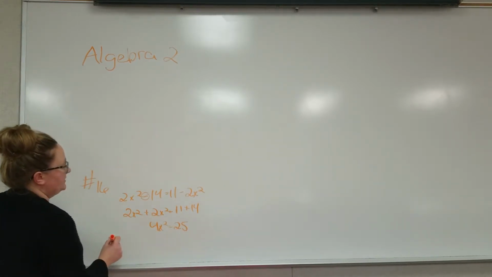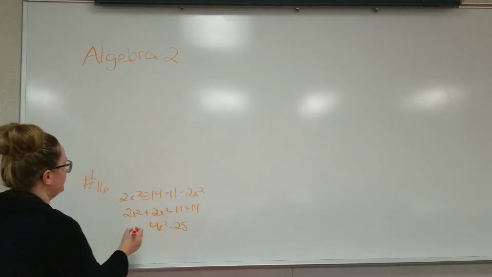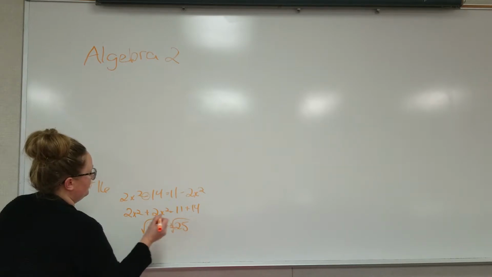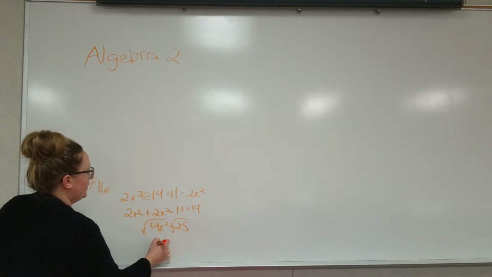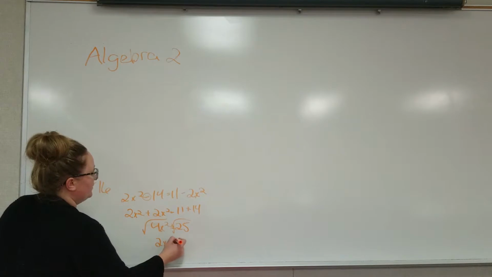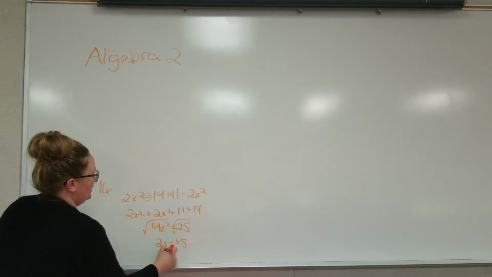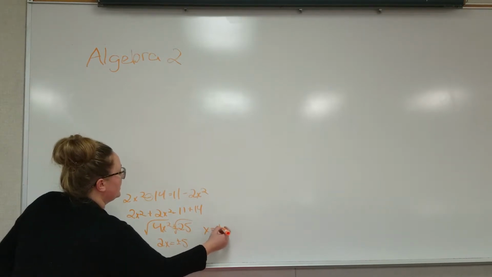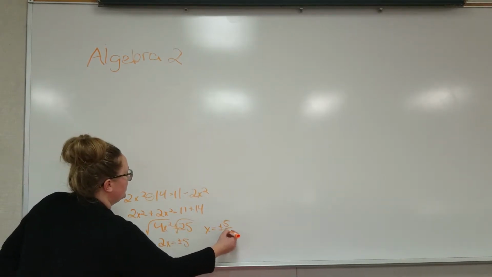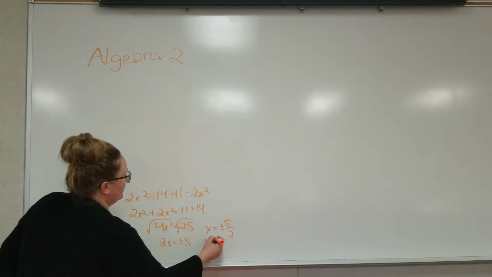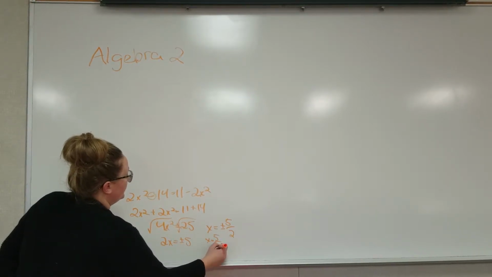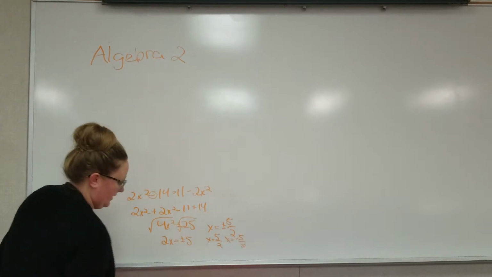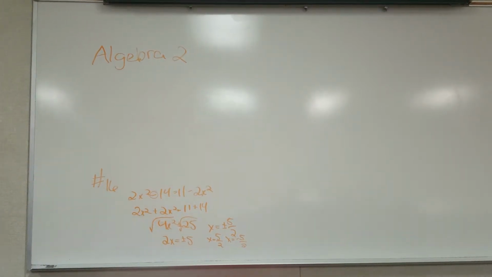All right, so in this case, the square root method works as well. Square root of this, square root of that, this side's going to be plus or minus. Square root of 4x squared is 2x, and the square root of 25 is plus or minus 5. So your two answers are going to be x equals plus or minus 5 over 2. So it means x equals 5 over 2, and x equals negative 5 over 2. Those are your two answers for that equation.